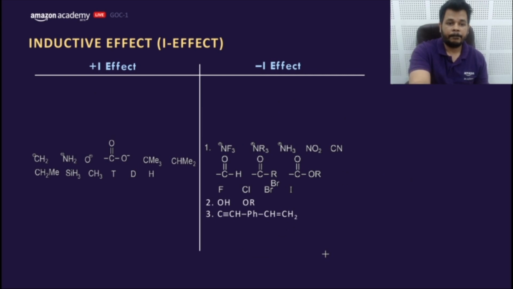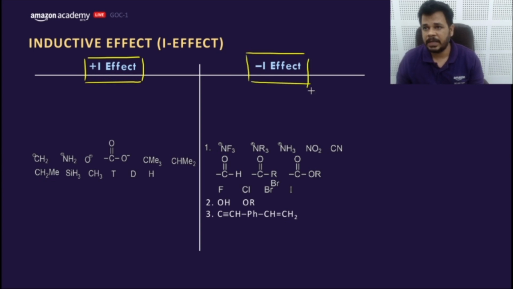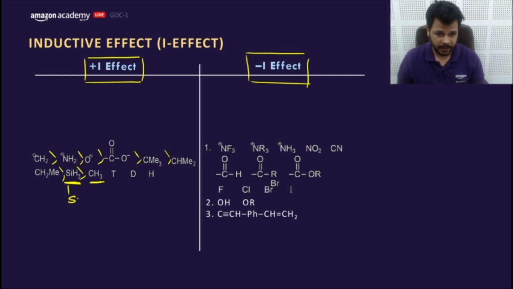Okay, let's move. There are two types of inductive effect: plus I effect and the other one, minus I effect. This is the order you need to learn. You need to learn that SiH3 has a greater plus I effect than carbon because the electronegativity of silicon is lesser than carbon. Next important thing you need to learn is T, D, H.